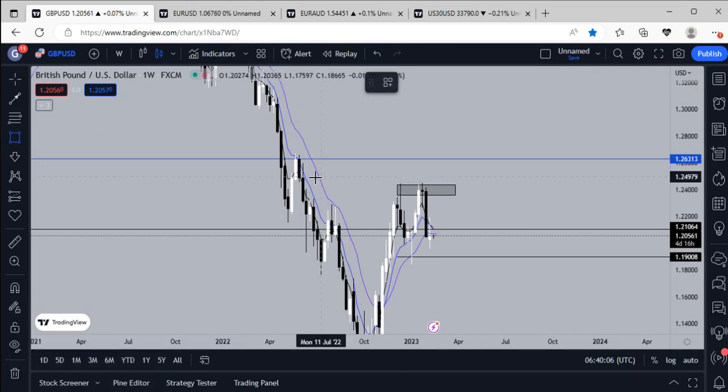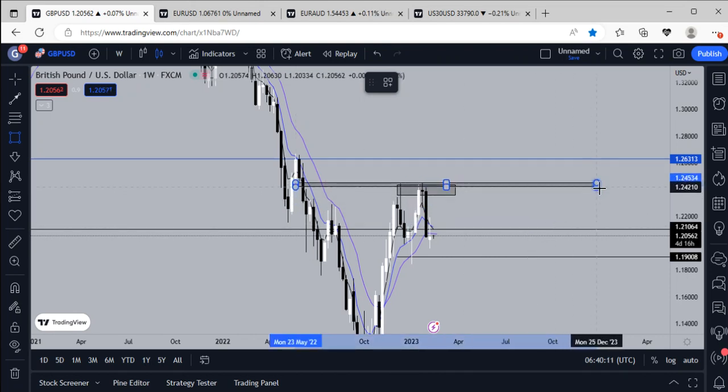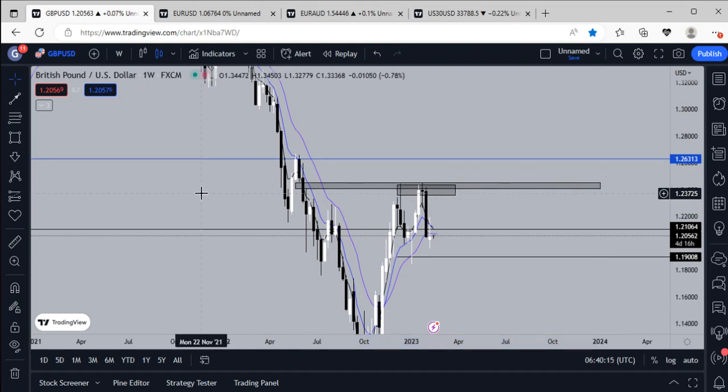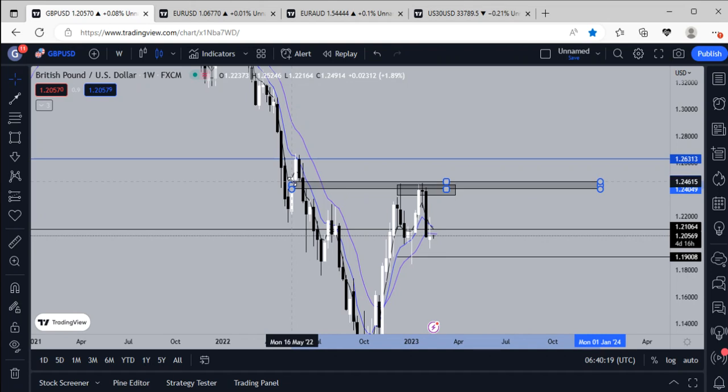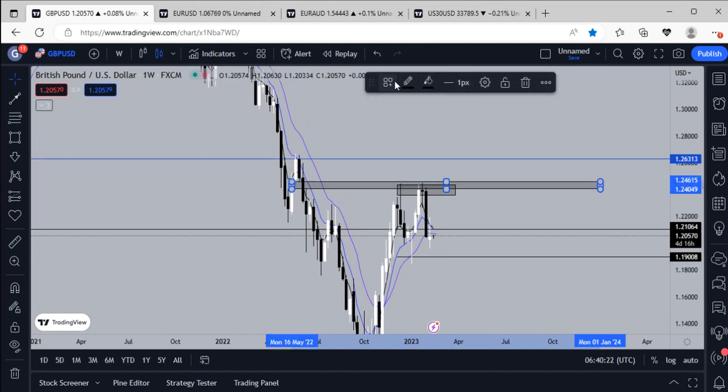And we also have a bit of imbalance in this area.